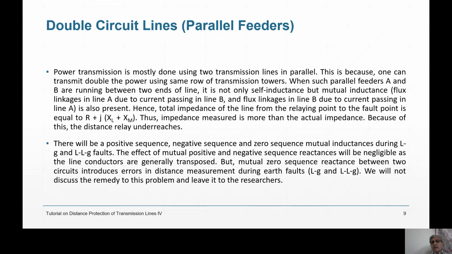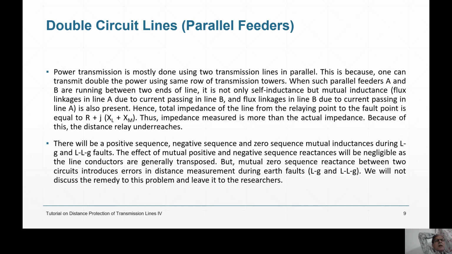But line B is also there. In line B also current is passing and that current creates flux and that flux cuts the other line. So there is a mutual reactance in the second line. In line A, there is a mutual reactance due to line B. So that mutual reactance is added to self-reactance. So relay measures more impedance than what actually it should measure. And when it measures more impedance, it is underreaching. Relay underreaches, right?